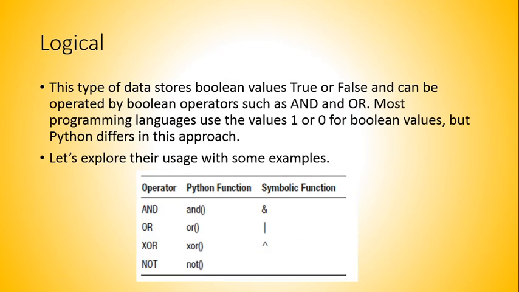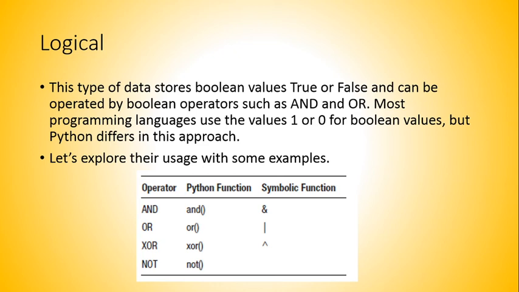So let's move to the first section of today's lecture, which is the logical data type. This type of data stores Boolean values in true or false form and can be operated on by Boolean operators such as and, or. Most programming languages use the values 1 and 0. For example, in microcontroller programming and C language programming, you have already used these features, but Python differs in this approach, and we can explore this one by one.